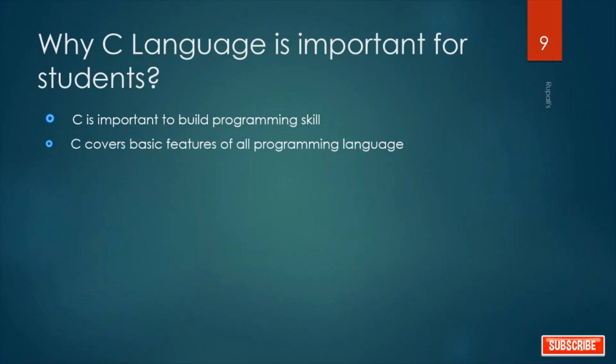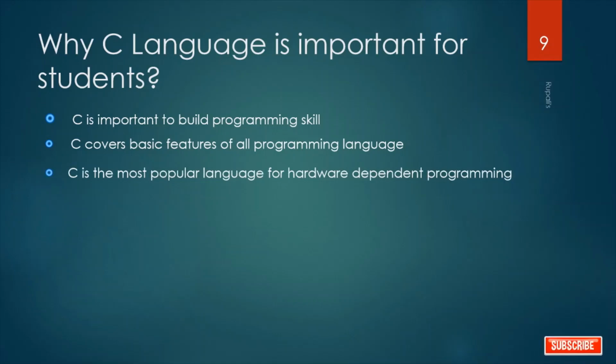Means what? C covers basic features such as for loop, while loop, do while loop, functions, arrays, structures, strings, pointers, etc. Everything. It is common for almost all programming languages. So C covers all basic features. So C is very important for students for learning these basic features, and this may be helpful in future for learning other languages. C is the most popular language for hardware-dependent programming, meaning for developing device driver software, etc.